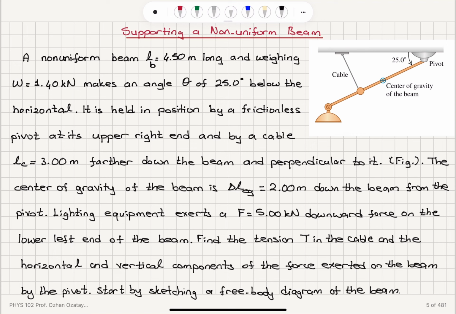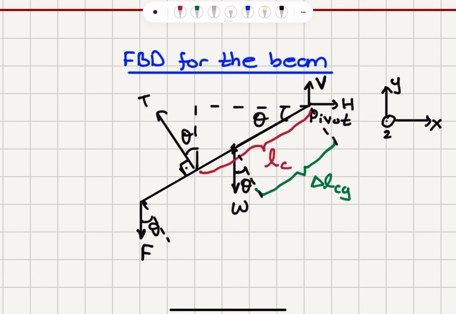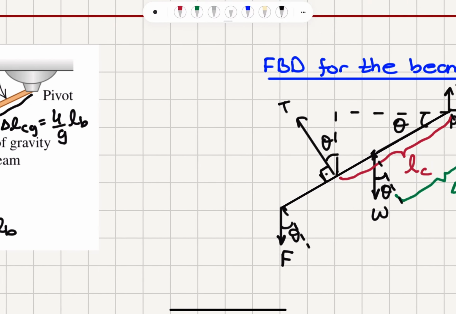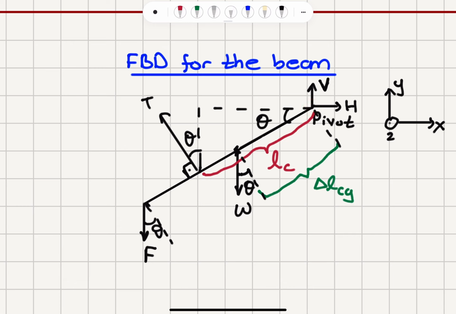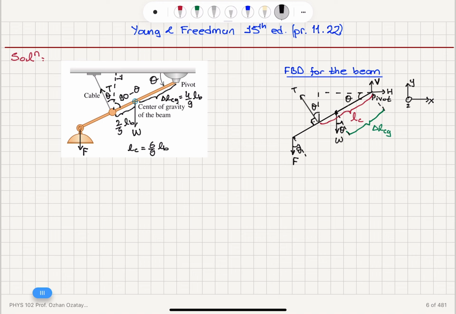So if I consider this coordinate system, X, Y, Z, right-handed coordinate system, I can write the torque with respect to the pivot point in order to calculate the tension. Because if I write this torque equation, it's going to eliminate the vertical and horizontal forces, and I will be left with one unknown here, which is the tension. Okay, so let's start writing the torque.